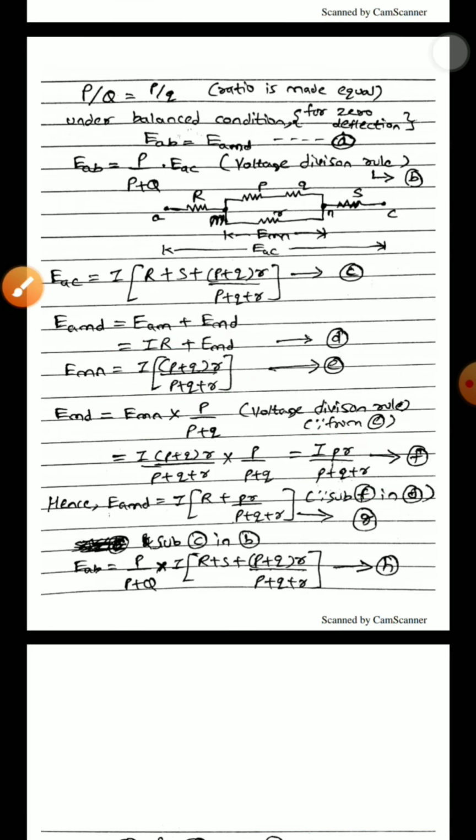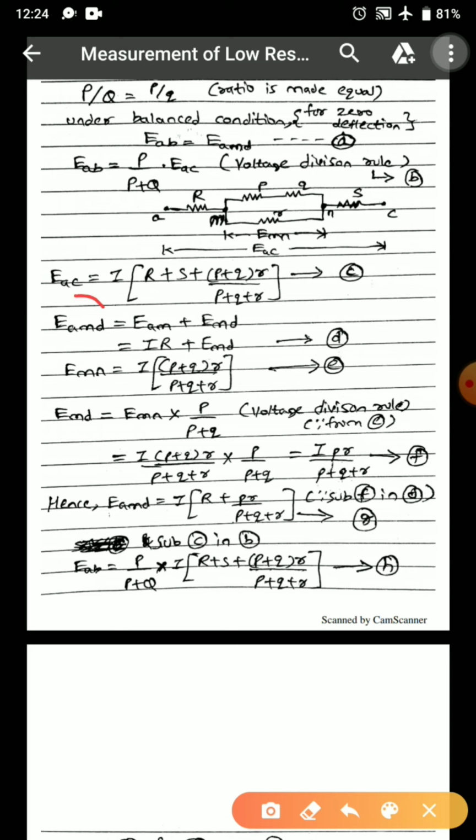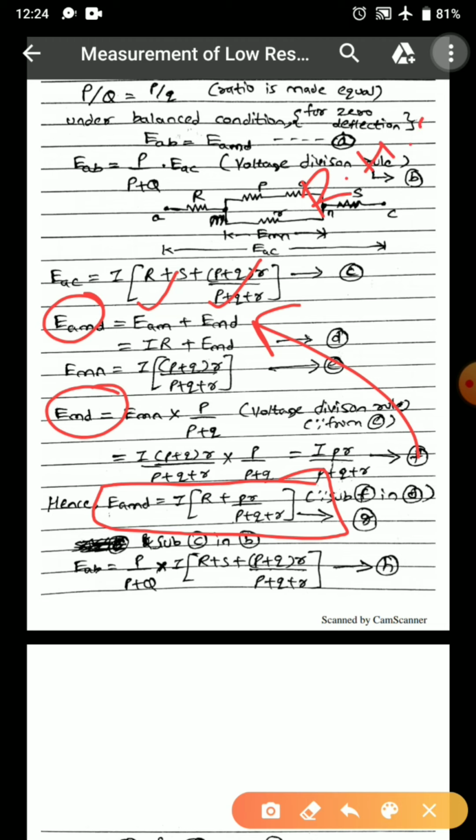Now from here, I have understood that EAMD is nothing but EAM plus EMD. I have found the value of EMD. Now I'll substitute this in this equation and I'll get the final value of EAMD. I have found the final value of EAMD. Now this is the right hand side of my equation. I found the right hand side of my equation.